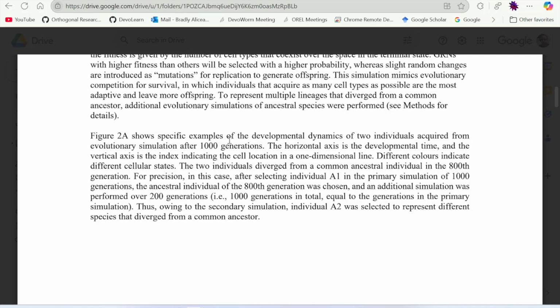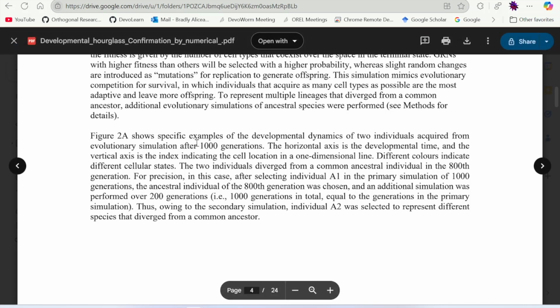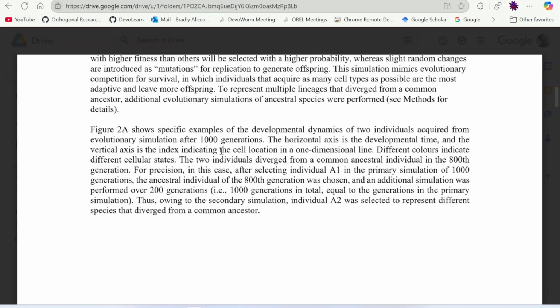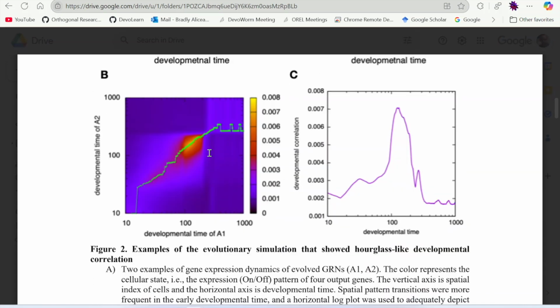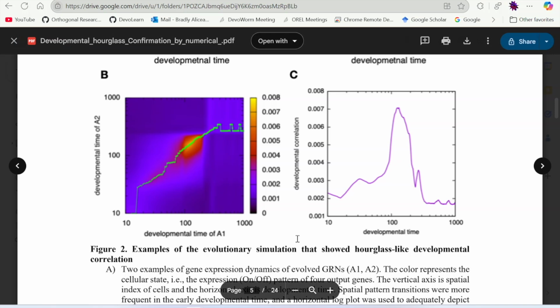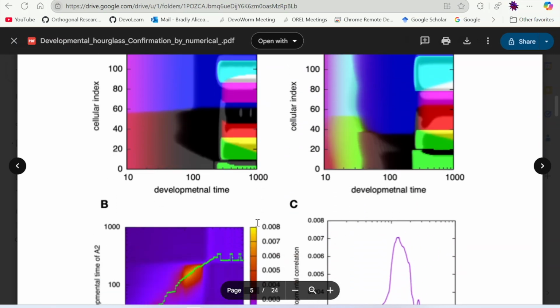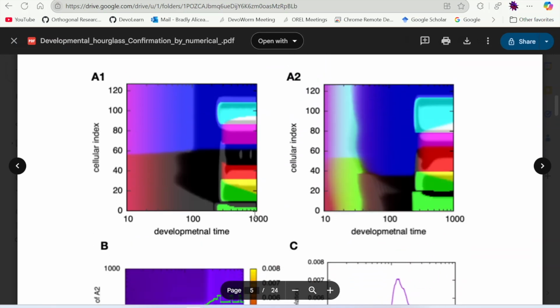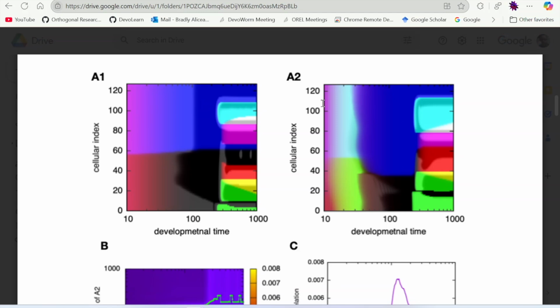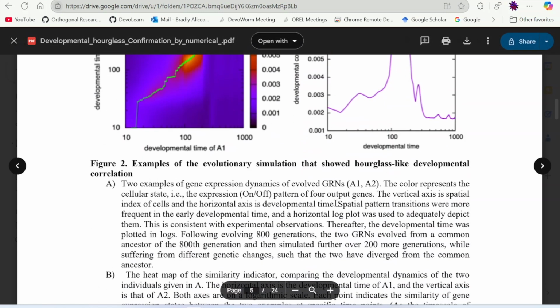And so in figure 2a, they show specific examples of the developmental dynamics of two individuals acquired from evolutionary simulations after 1,000 generations. This shows examples of the evolutionary simulation that showed hourglass-like developmental correlation. These are very colorful graphs. You have A1, A2, and then B and C.